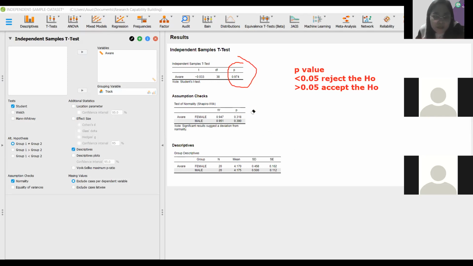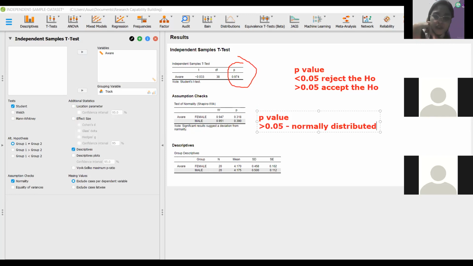Now, paano mo siya i-interpret? Para ito sa Shapiro-Wilk test ha, still we are going to look at the p-value, but this time, if the p-value is more than 0.05, that means your data is normally distributed. Otherwise, it's not.